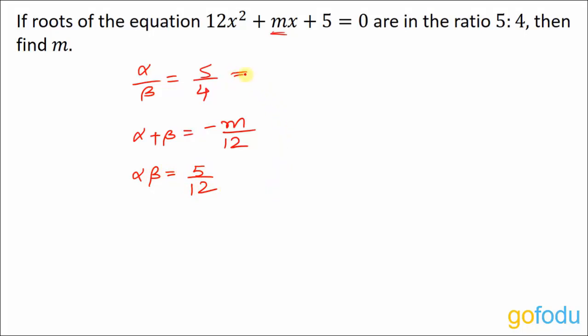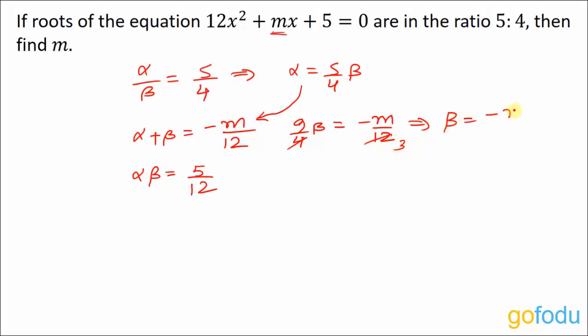Okay, from here we can say alpha will be equal to 5/4 beta, and this I can put in the second equation. In place of alpha I can put 5/4 beta. So 5/4 beta plus beta would be 9/4 beta, which is equal to minus m by 12. This implies, 4 3s are 12, beta is equal to minus m by 27.